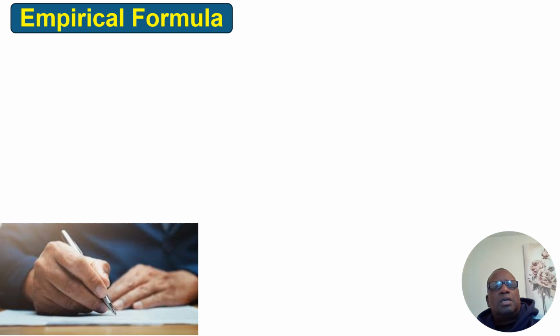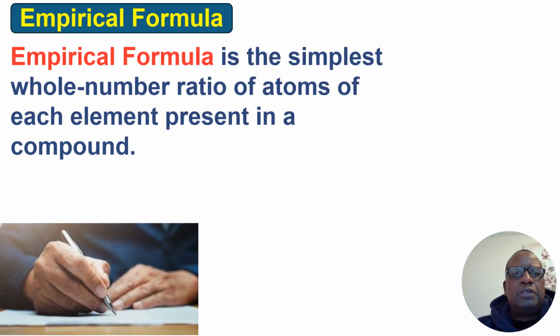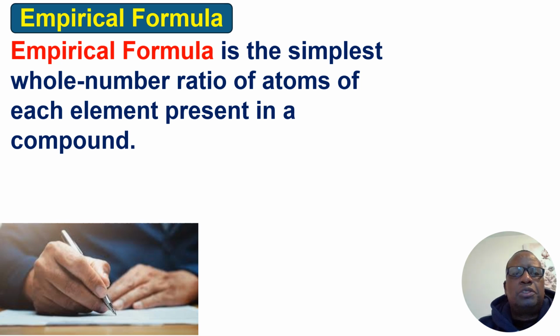Welcome to Chem Plus. Today we're going to look at empirical formula. Empirical formula is the simplest whole number ratio of atoms of each element present in a compound.